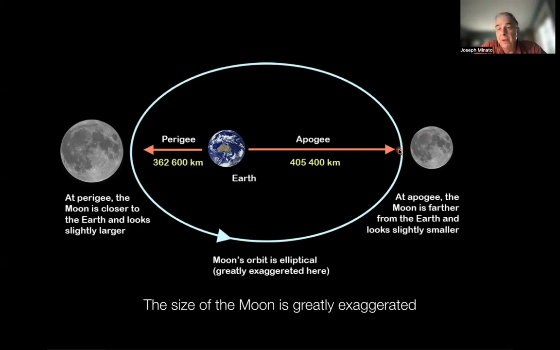Sometimes the moon is way over here at apogee. That means it's the furthest place from the Earth. And then it takes a month or so and it goes around its orbit. And sometimes it's over here at perigee. That's when it's closest to the Earth. Now, you know that when things are closer, they appear larger. And when things are further away, they appear smaller.